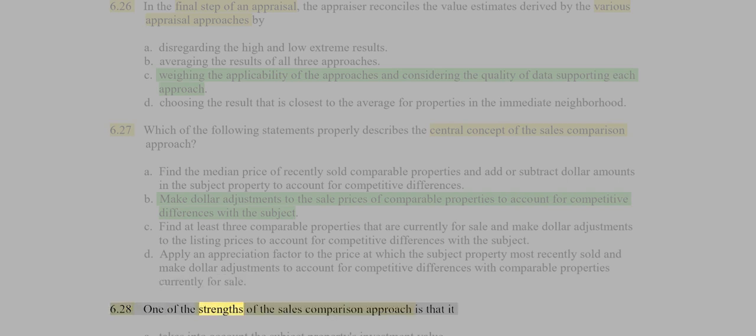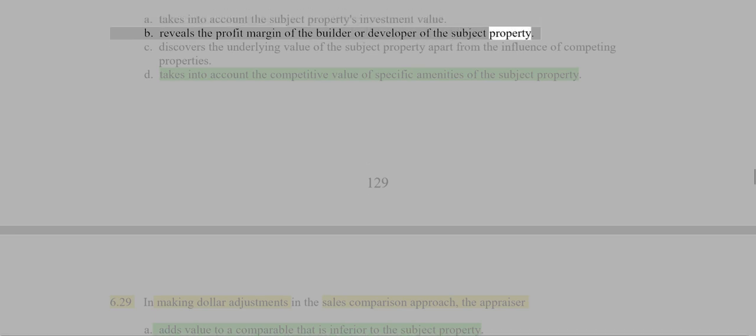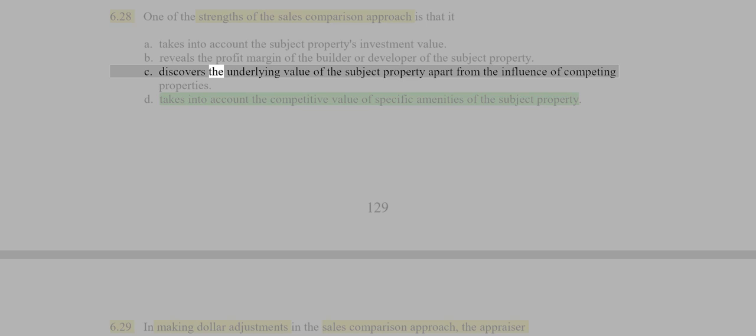6.28 One of the strengths of the sales comparison approach is that it A. takes into account the subject property's investment value. B. Reveals the profit margin of the builder or developer of the subject property. C. Discovers the underlying value of the subject property apart from the influence of competing properties. D. Takes into account the competitive value of specific amenities of the subject property.